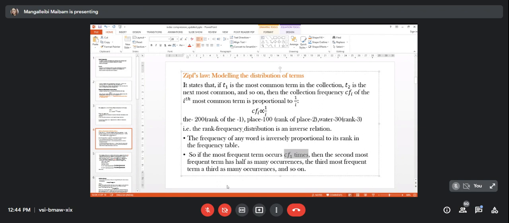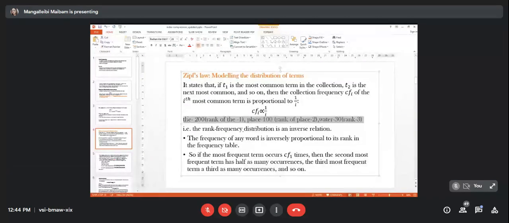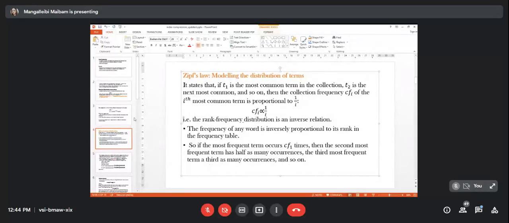Now we will see an example so that you will understand what Zipf's law is. You just need to remember this statement: collection frequency is inversely proportional to rank, that is, collection frequency is proportional to 1 by i. This statement you have to remember. Now we will see the example to understand the law.